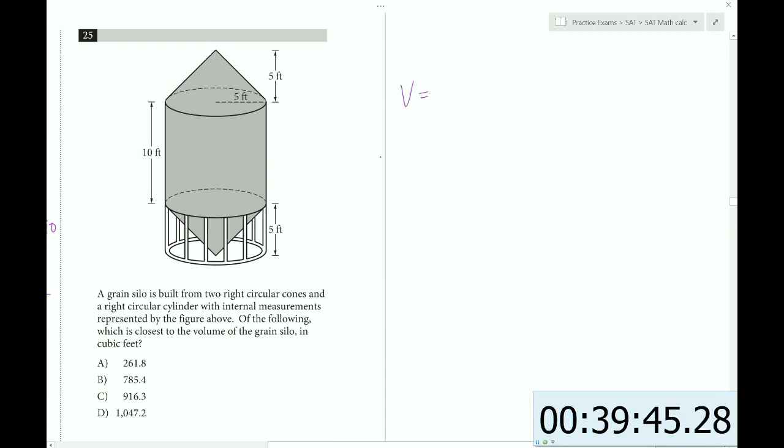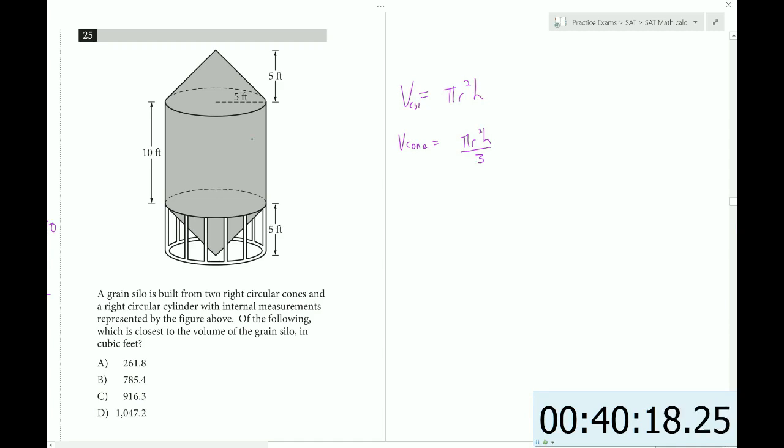Okay, so the first thing we want to do is find the volume formula for each of these shapes. We have a cylinder and we also have two cones. This information can be found at the beginning of the section. So this would be pi r squared times h, and this one would be 1/3 pi r squared h. So you could also write it like this.